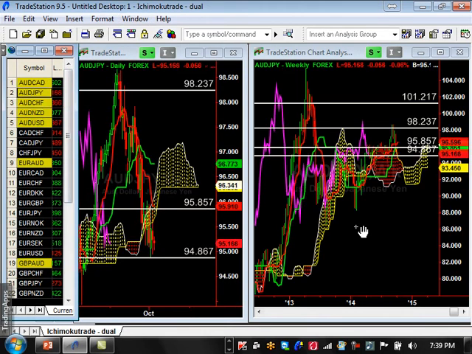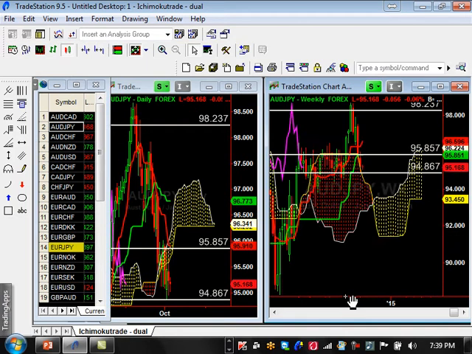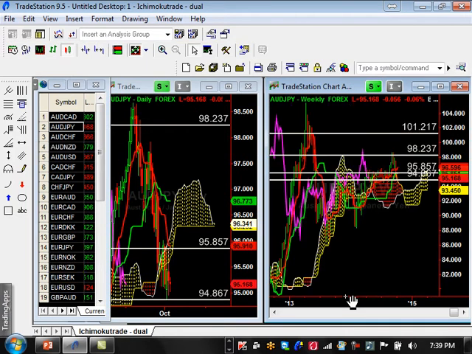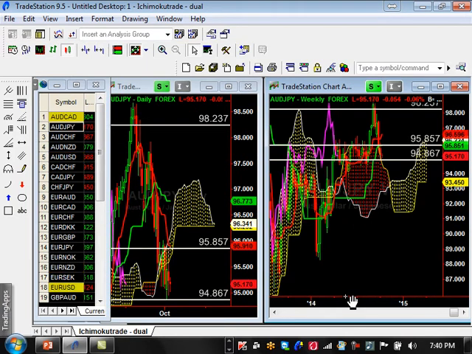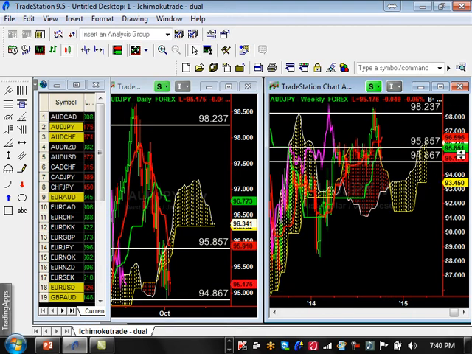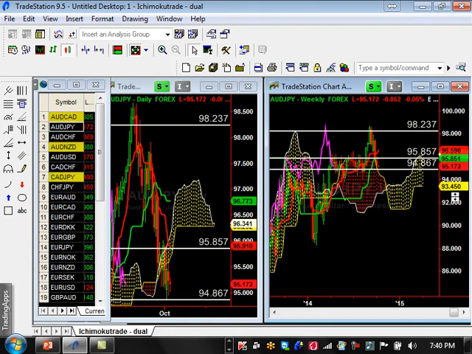Australian yen here. Let's increase this chart. This is a bullish trend, but it went for a major pullback. The pullback turned into a consolidation pattern. It's at a critical support right now, 94.867. This is a major support.